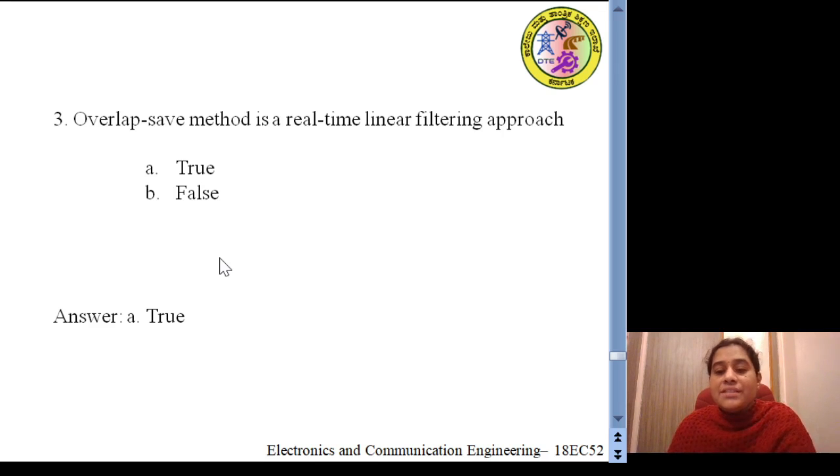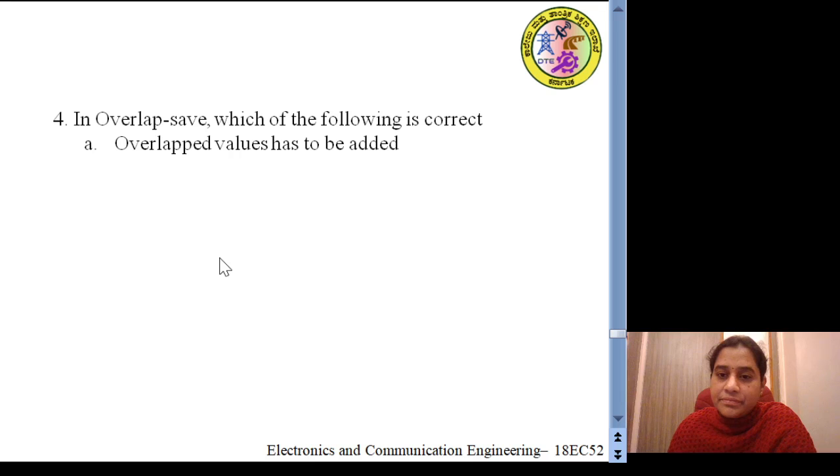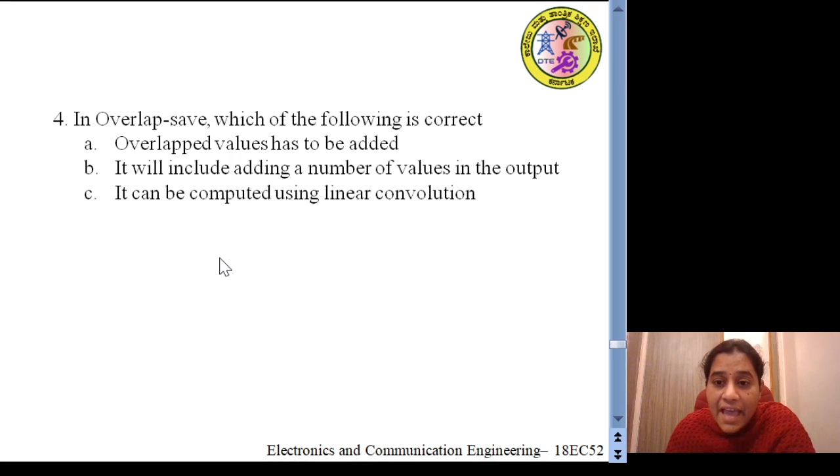Now let us come to the last question of this particular session. In the overlap save method, which of the following is correct? Let us see the options. Option A, overlapped values have to be added. Option B, it will include adding a number of values in the output. Option C, it can be computed using linear convolution. Option D, all of the above.